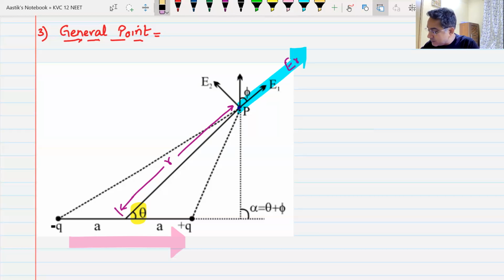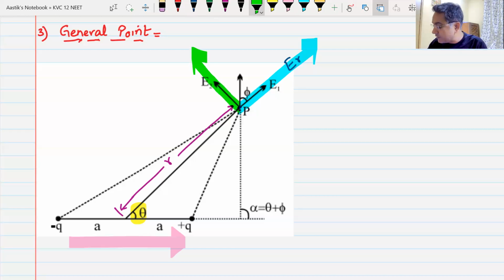Okay, let me color it the same thing so that you can understand. This is a blue component, and I hope everyone is drawing the diagram carefully. We will call it ER, and the other one is the green component, which we are going to call E theta. ER and E theta are the two components. Please draw the diagram very, very carefully.